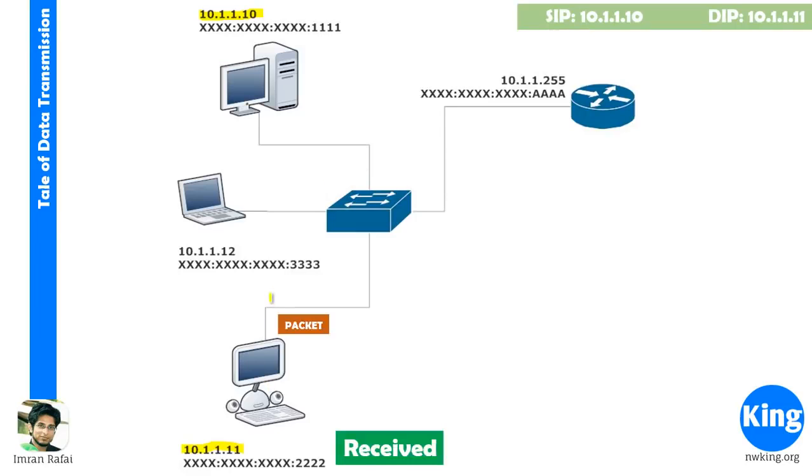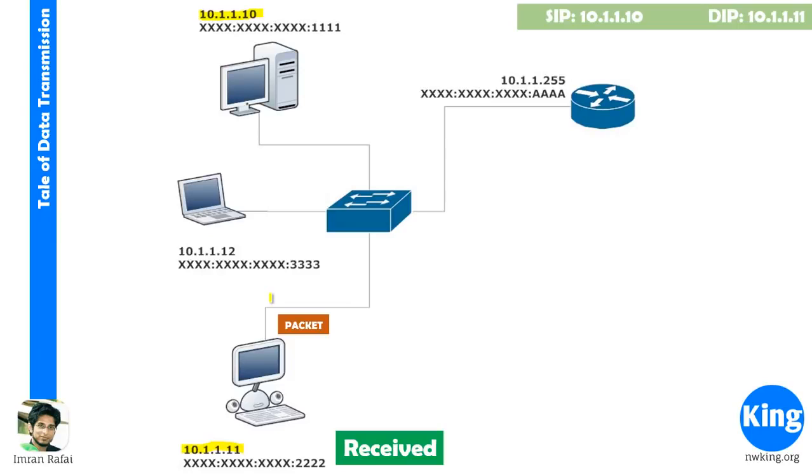So the minute it receives that packet, it strips the layer 2 information and looks at layer 3 information, and it realizes that packet was destined to him, and he accepts that packet, and the transmission is complete. Now this is a local transmission.